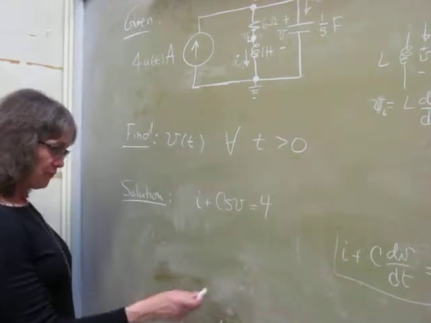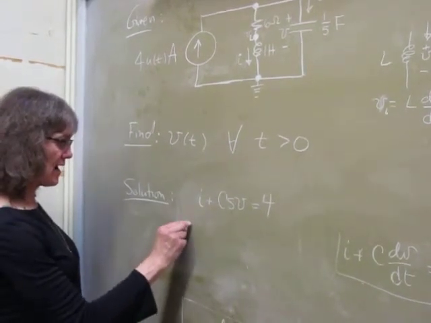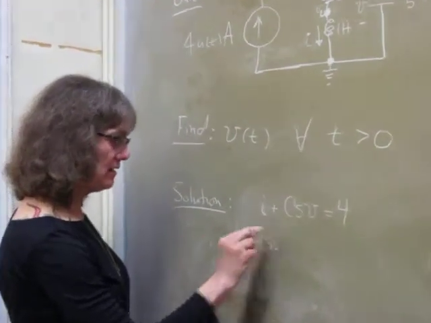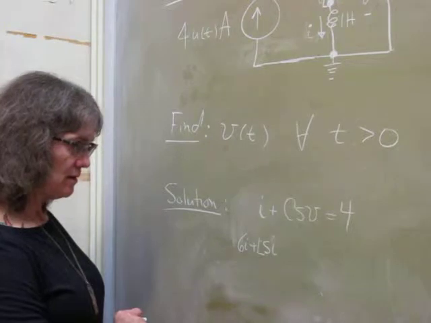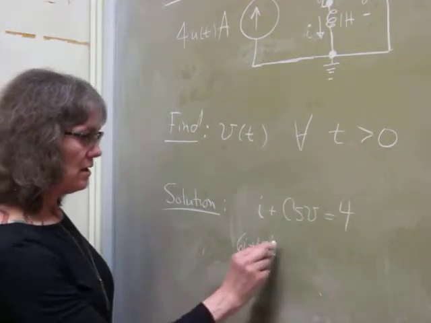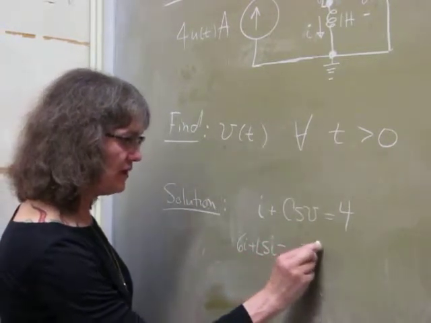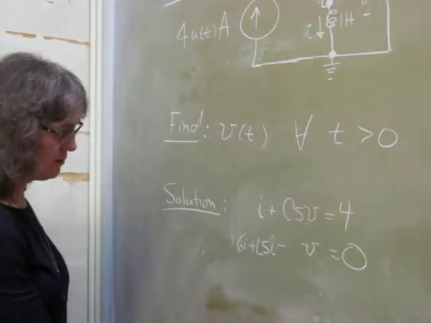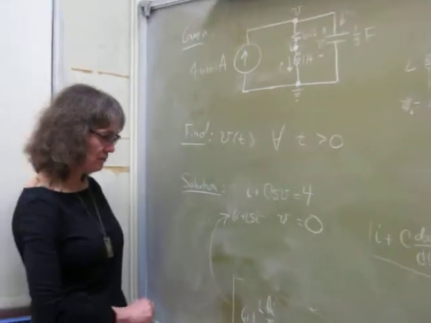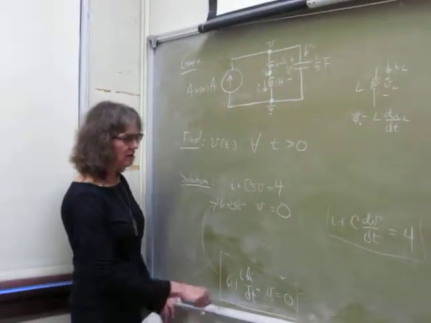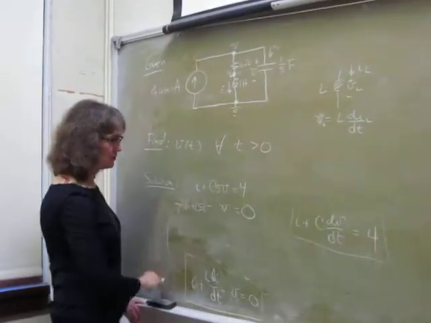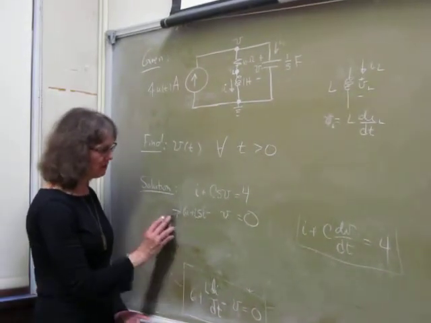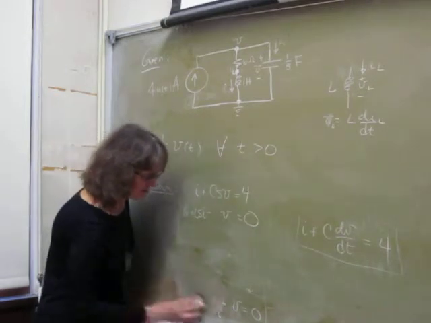This one is 6I plus LSI, right, minus V equals 0. Okay, so this equation now has become this equation by just applying the S operator. This equation has become this equation. Okay, so I'm going to erase the two that they came from because it's now redundant.